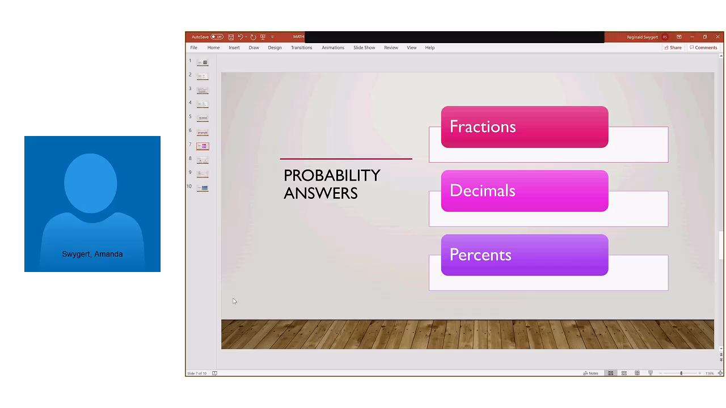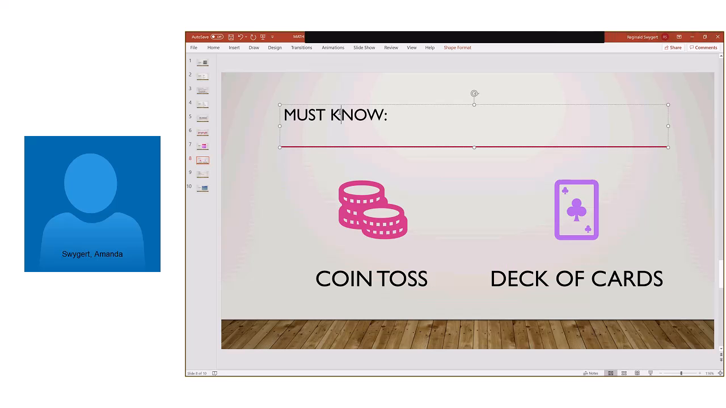There we go. All right, so that is how your answers in probability are going to be shown, okay? Always. Probability is based on one of those things. Now these are some of the must-knows that you should understand of just working with probability. You're going to see a lot of questions that deal with these two things.